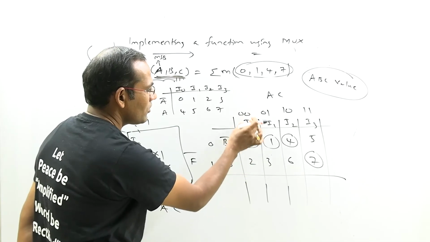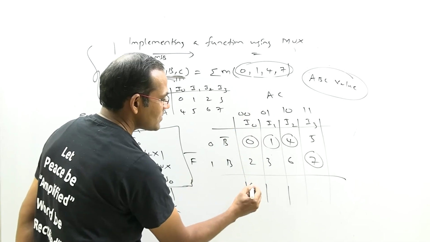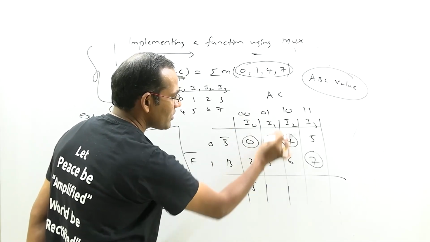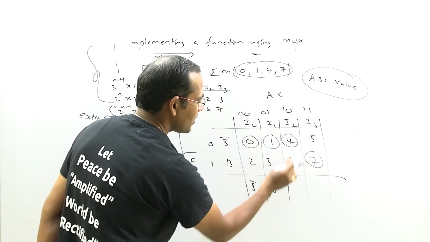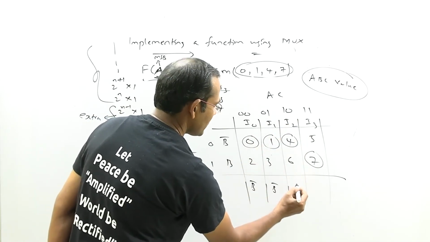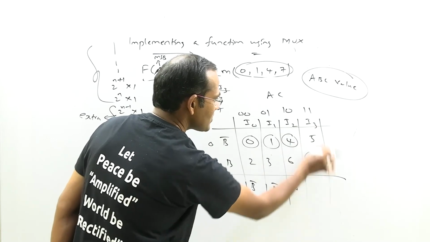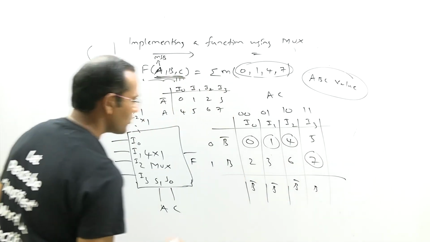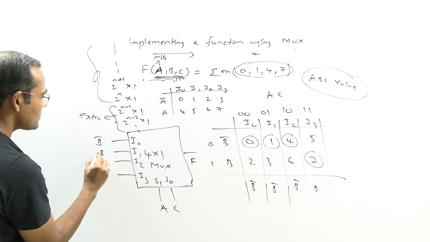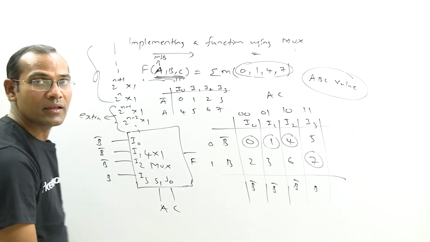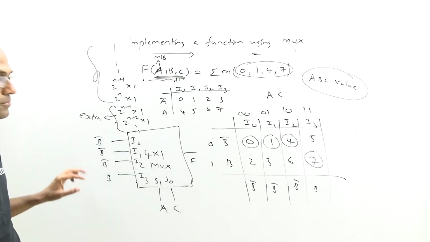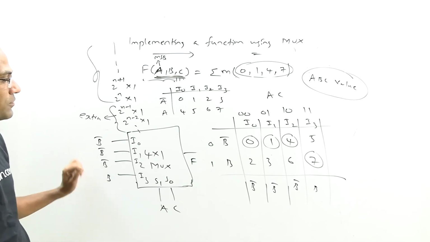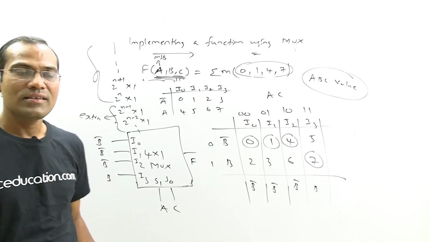So here only one circle is there, that's why B bar. Here also only one circle is there, so B bar. Here also one circle is there, B bar. Here one circle is there, so B. So like this. Finally, this is the mux input when A is the selection.